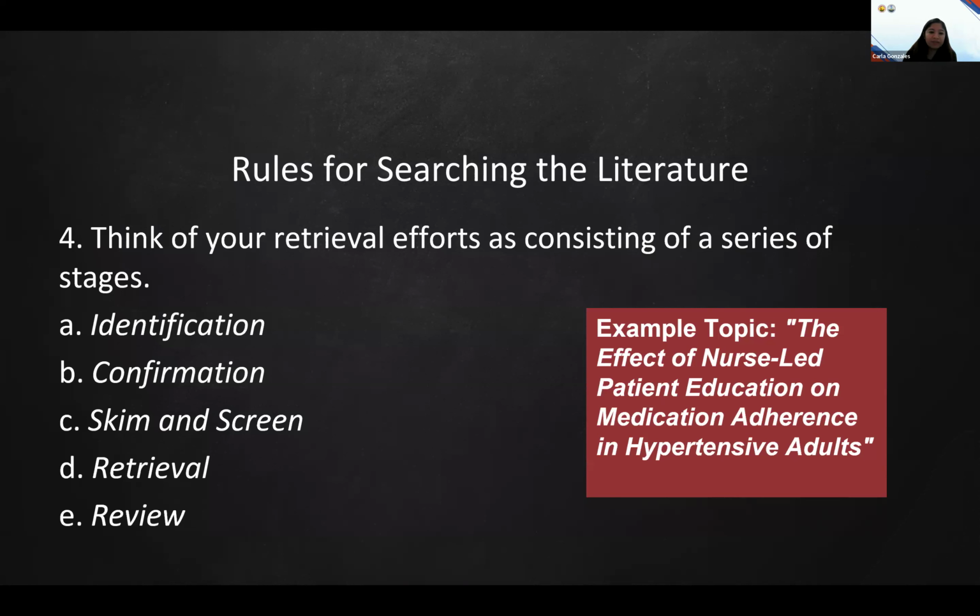Then skim and screen. The easiest way to skim is to look at the abstract and the introduction, because the abstract will already give you the result of the study. And you also look at the research design. And then next is retrieval.